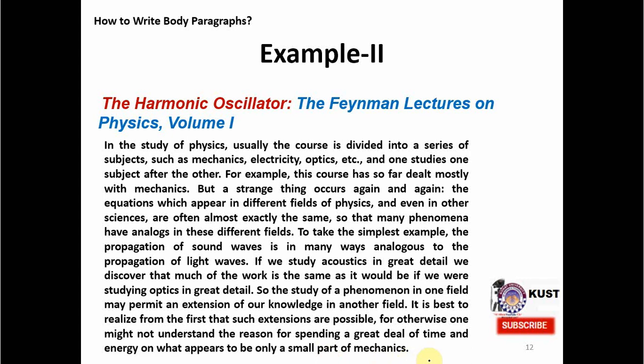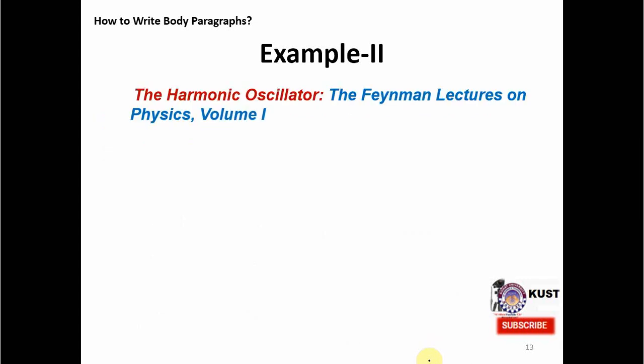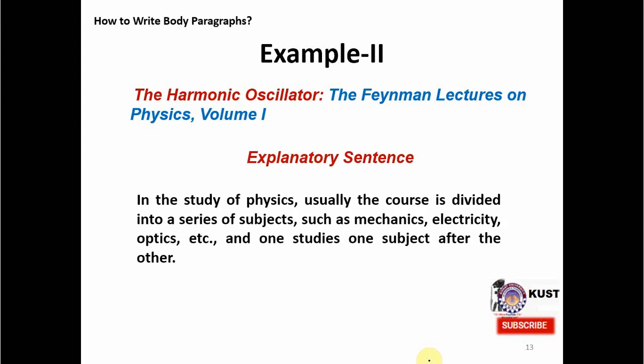So this was a paragraph by Feynman when he was trying to explain the harmonic oscillator. And let's go into the sentences of this paragraph and find out the structure of this paragraph, and whether it fits with what we have already learned about body paragraphs. So in this, the first sentence is actually an explanatory sentence where he says that in the study of physics usually the course is divided into a series of subjects such as mechanics, electricity, and one studies one subject after the other.